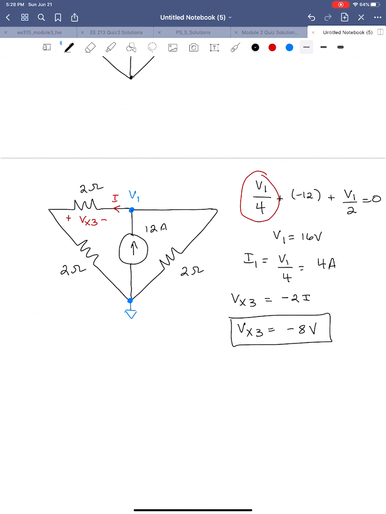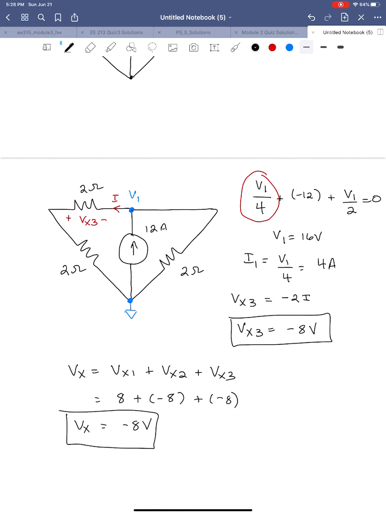Now Vx is equal to Vx1 plus Vx2 plus Vx3, and that is equal to 8 plus minus 8 plus minus 8. So Vx is equal to minus 8 volts.